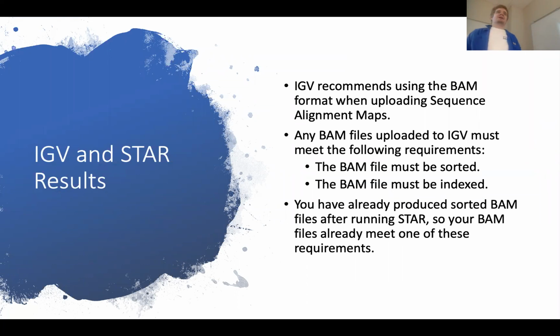We already talked about how SAM files are really large and BAM files are compressed. IGV is a program that recommends using the BAM format when uploading sequence alignment maps. However, it has a few requirements. And this is what Meg was talking about earlier with why you want to sort your data sets by the coordinates rather than by the names. So it must be sorted by the coordinates, and it must also have something called an index file, which we'll get to in a little bit. Thankfully, we've already produced the sorted BAM file directly through running STAR. So that first requirement has been met. So now we need to produce an index file.